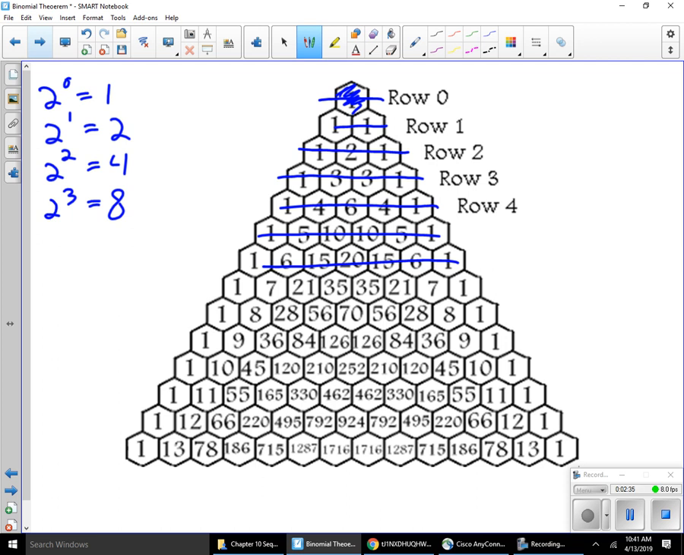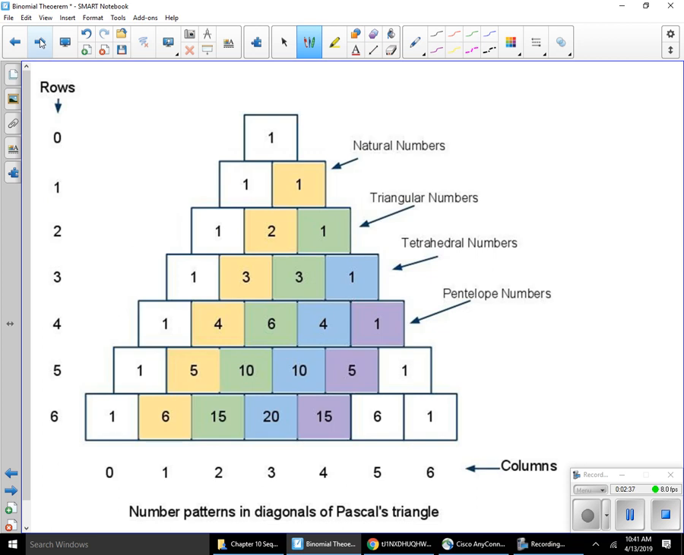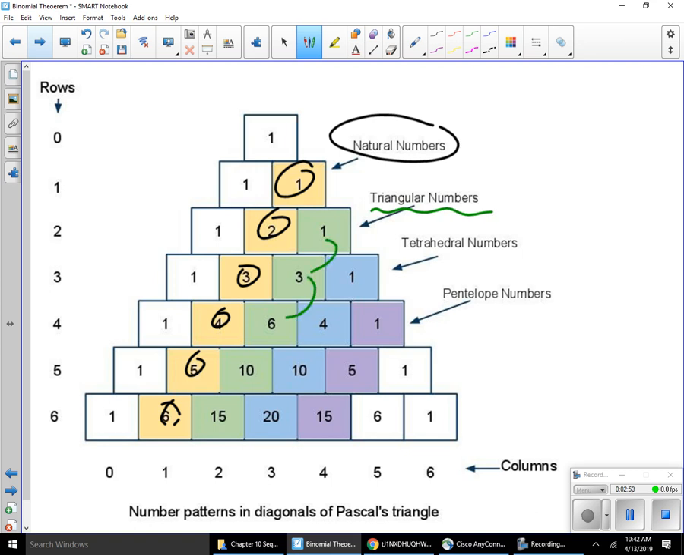Some other patterns that show up, if you look down the diagonals, you can see the natural numbers, which is a fancy way of just saying counting numbers, 1, 2, 3, 4, 5, 6. The next row is the triangular numbers, which if you're looking at the pattern there, plus 2, plus 3, plus 4, plus 5. So there's a nice recursive pattern that you can get there in the triangular numbers. These other two are fancy, and I'll leave you to Google search those on your own.